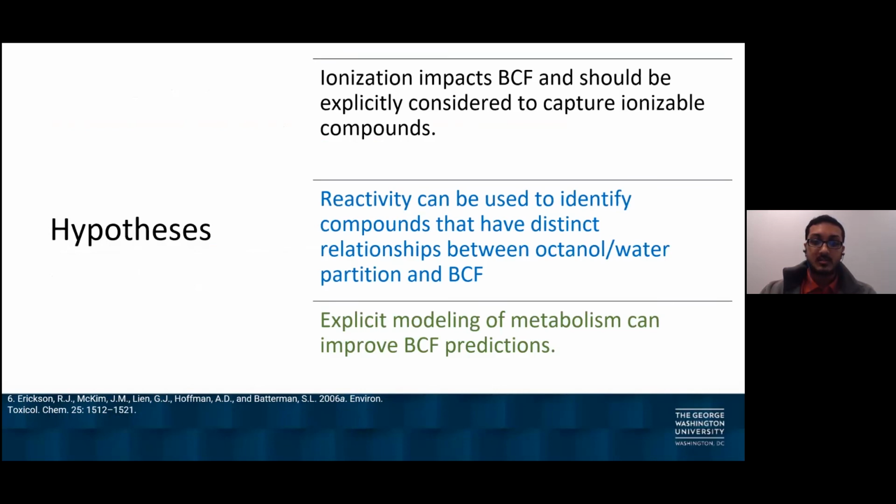Considering these challenges, we put forth a few hypotheses to try and improve upon existing BCF modeling. First, we incorporated ionization and considered ionizable compounds in our data set. We use reactivity metrics to identify compounds with specific mechanisms, and we do consider metabolism, which can improve modeling as well.